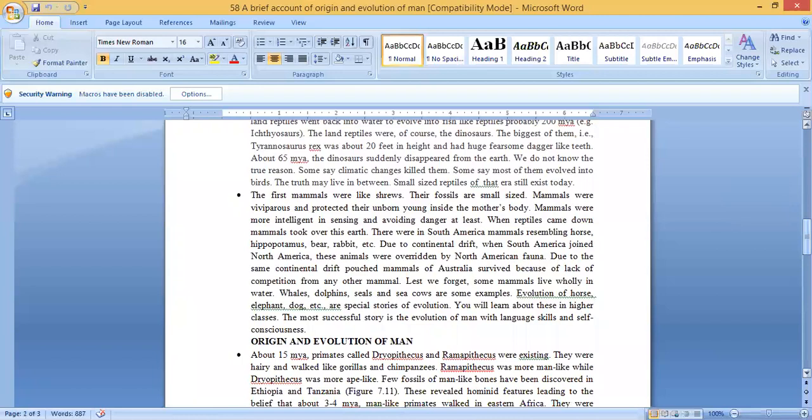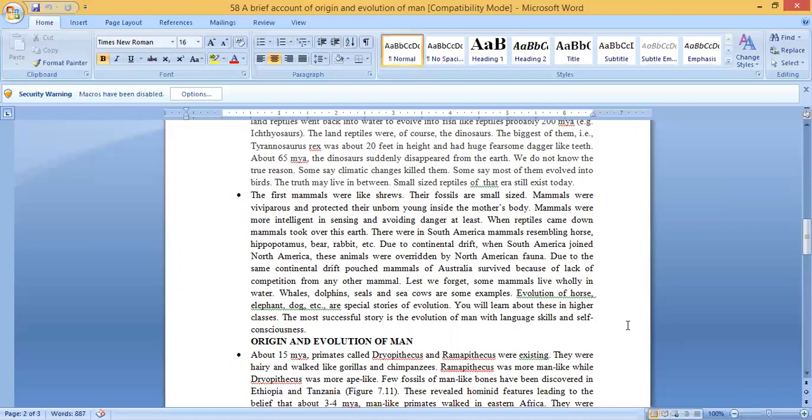The first mammals were like shrews. Their fossils are small size. Mammals were viviparous and protected their unborn young inside the mother's body. The mammals were more intelligent in sensing and avoiding danger at least. So when reptiles came down, mammals took over this earth. So there were in South Africa, America, mammals resembling horse, hippopotamus, deer, rabbit, etc. Due to continental drift, when South America joined North America, these animals were overridden by American fauna.